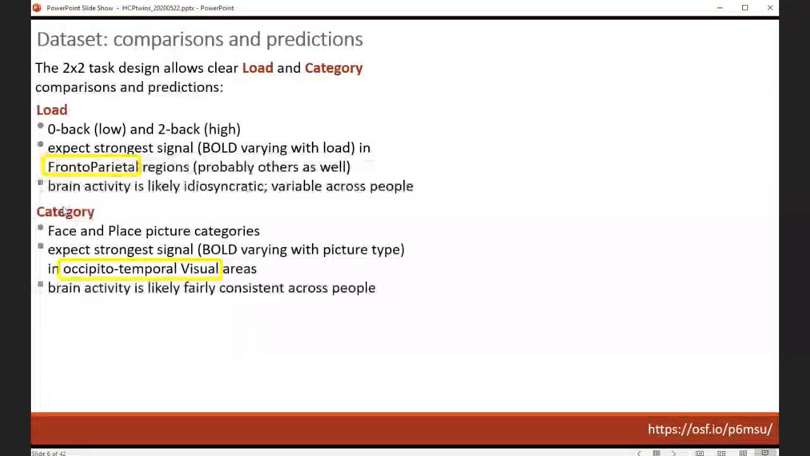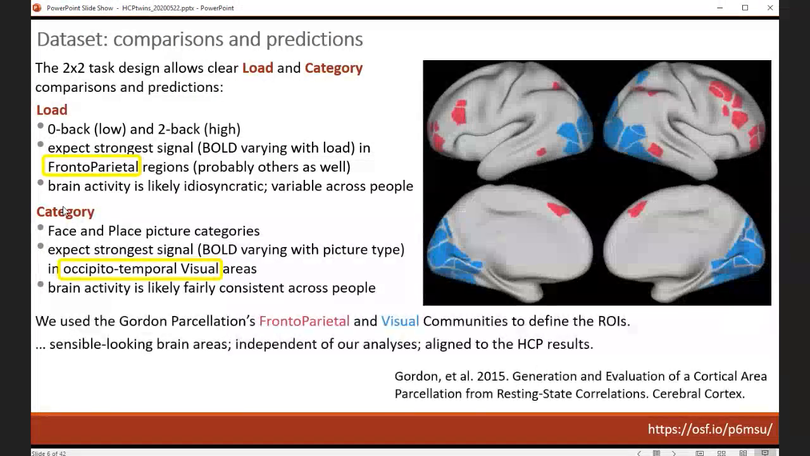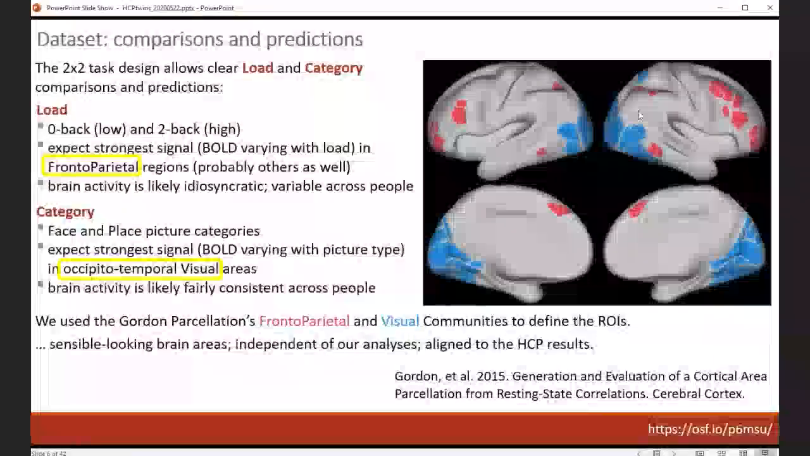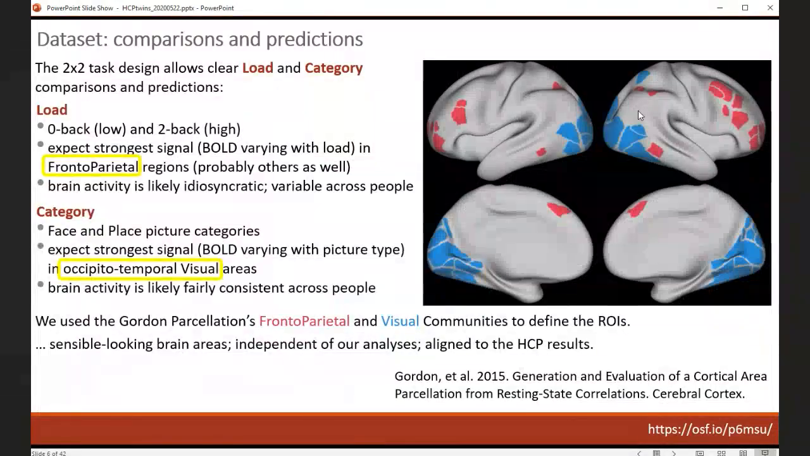So I need some regions, and for this analysis we just used the Gordon parcellation, and I pulled the entire frontoparietal and visual communities, these 2 colors here, to define the regions of interest. If I was starting this today, I'd probably use the Schaefer parcellation. It's not that I think either of these is perfect. It's more that we needed an independent set of regions of interest, and these were handy to use.